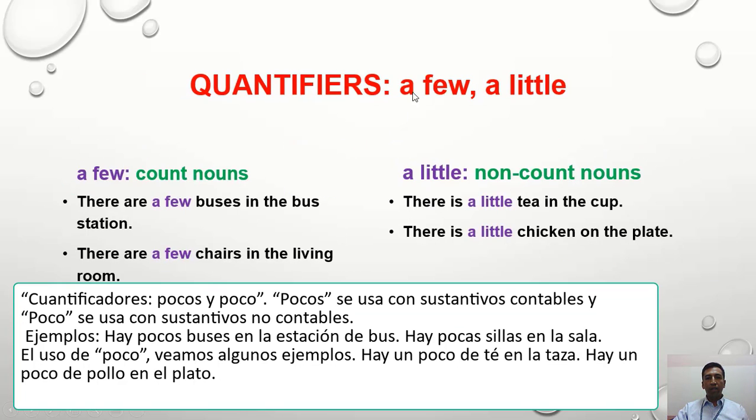Quantifiers: the use of a few, a little. A few is used with countable nouns, and a little is used with non-countable nouns. Here we have some examples. There are a few buses in the bus station. There are a few chairs in the living room. The use of a little. Examples: there is a little tea in the cup. There is a little chicken on the plate.